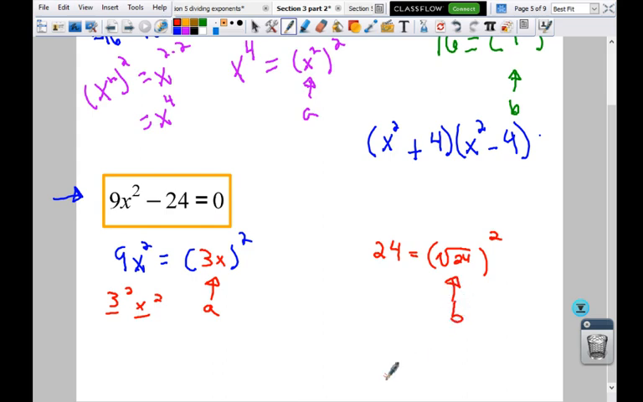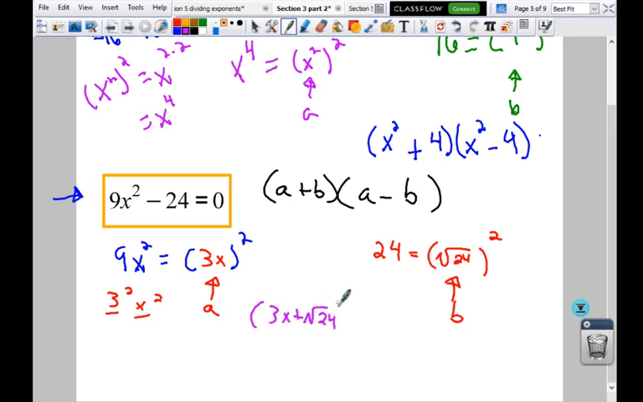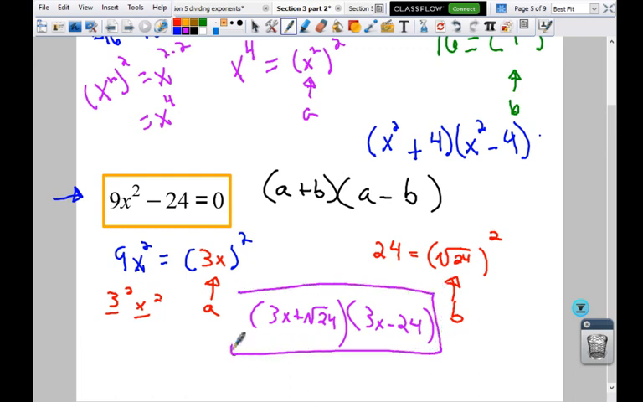That's it? And we just have to fill in A and B in our formula. So the formula was the sum of differences: A plus B, A minus B. We just have to replace, everywhere we see an A, we're going to replace it with 3x. Everywhere we see a B, replace it with square root of 24. So 3x plus square root of 24, and then 3x minus square root of 24. And then that's it, because I'm just going to have you guys practice factoring today. We're not going to solve it.